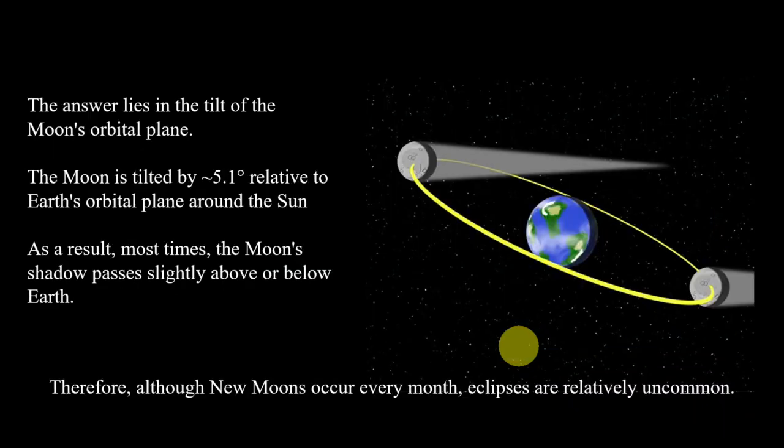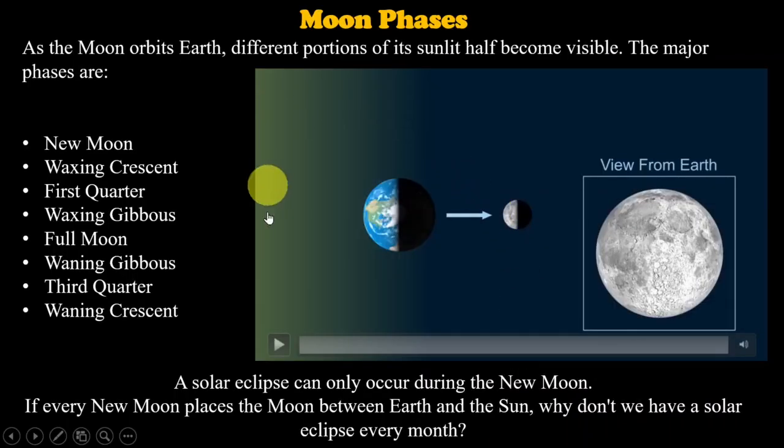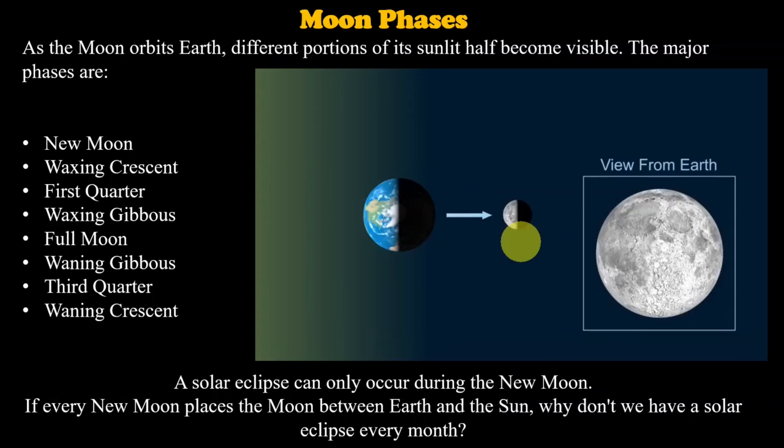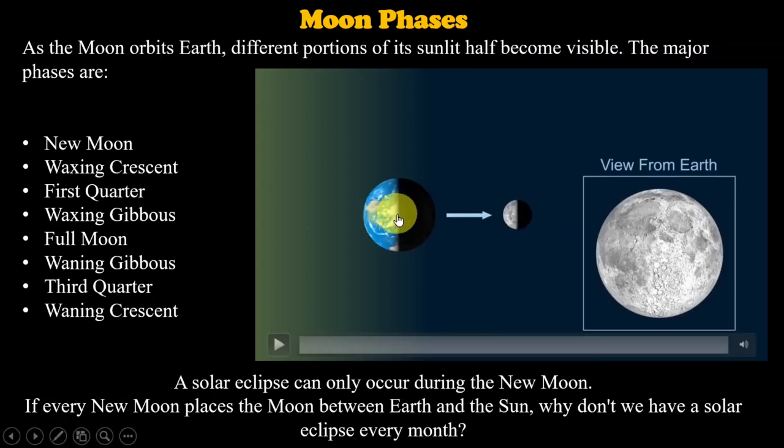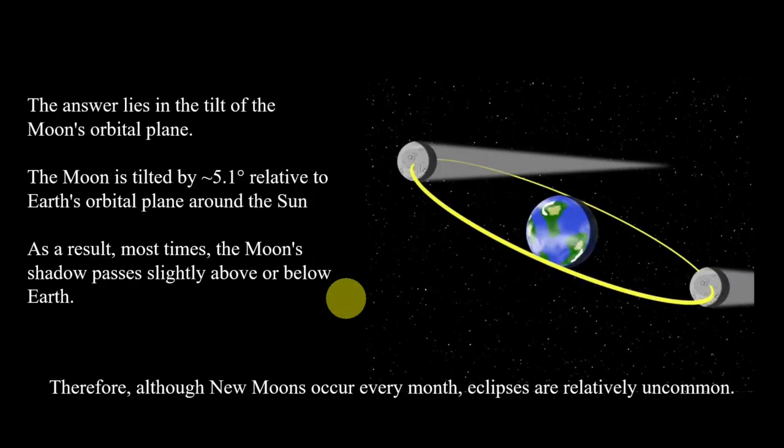So the answer lies in the tilt of the moon's orbit. When you think of the orbit, you picture a horizontal plane, like your fan, with this as the center and one of the blades moving around. That is how you would normally picture this, but that is not what is going on. The moon is actually tilted with respect to the Earth's ecliptic. It is tilted by 5.1 degrees. So it is not just flat.